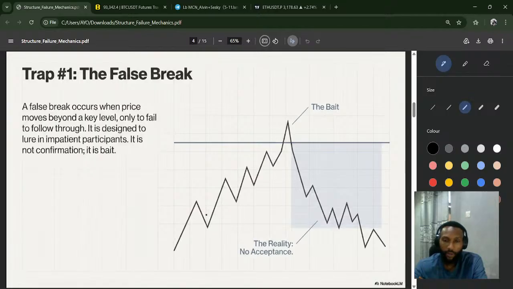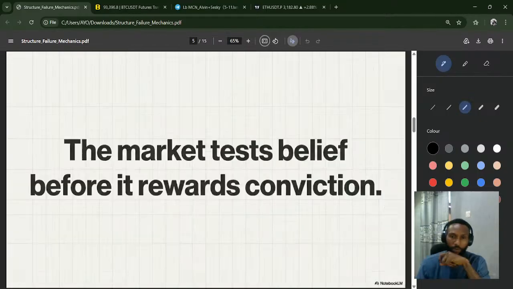You can look at this price action. We're on an uptrend here. Then price moves up past a key level. It now moves up beyond this key level, so we think that probably this price is going to continue the uptrend. Then suddenly it comes down and starts a downtrend. The reality: this is the base conviction. The market tests belief before it rewards conviction.